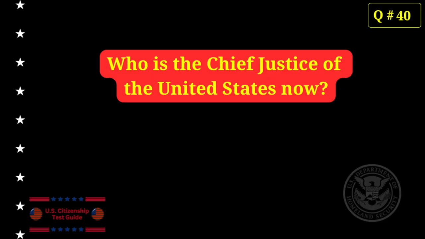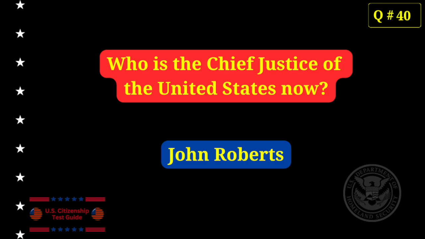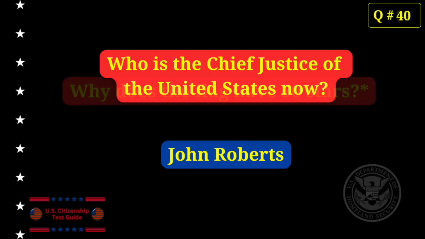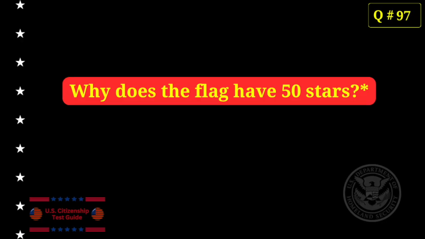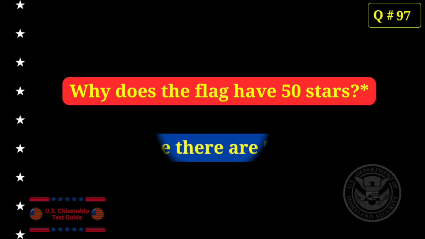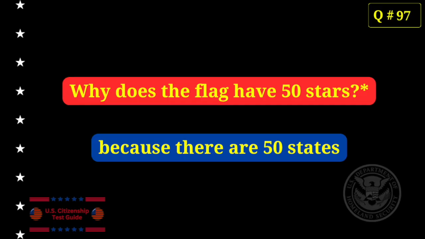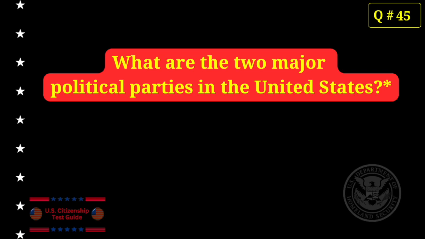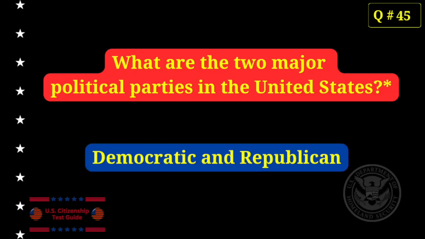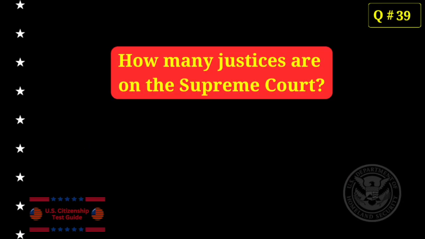Who is the Chief Justice of the United States now? John Roberts. Why does the flag have 50 stars? Because there are 50 states. What are the two major political parties in the United States? Democratic and Republican. How many justices are on the Supreme Court? Nine.